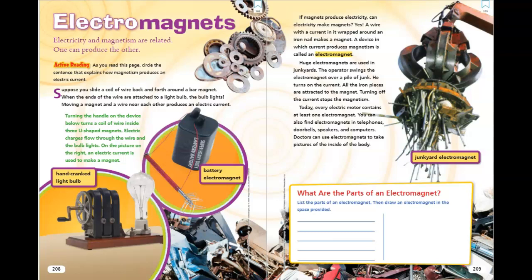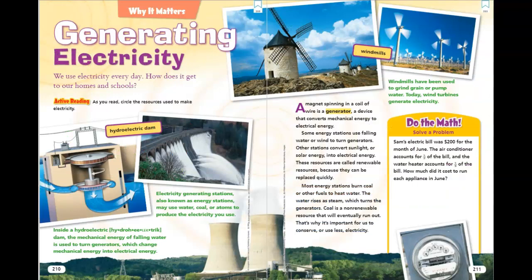Huge electromagnets are used in junkyards. The operator swings the electromagnet over a pile of junk. He turns on the current. All the iron pieces are attracted to the magnet. Turning off the current stops the magnetism. Today, every electric motor contains at least one electromagnet. You can also find electromagnets in telephones, doorbells, speakers, and computers. Doctors can use electromagnets to take pictures of the inside of your body.